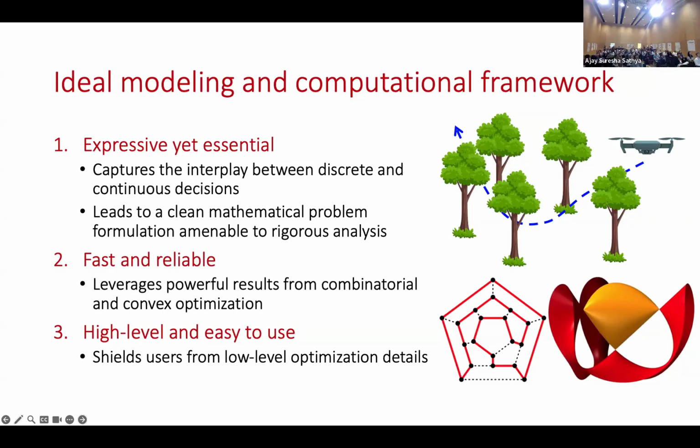Then it needs to be fast and reliable, and this can be done by leveraging many tools that we have from combinatorial and convex optimization. In particular, I feel that the field of combinatorial optimization has many deep results that have not been fully embraced by the robotics community and the planning community.